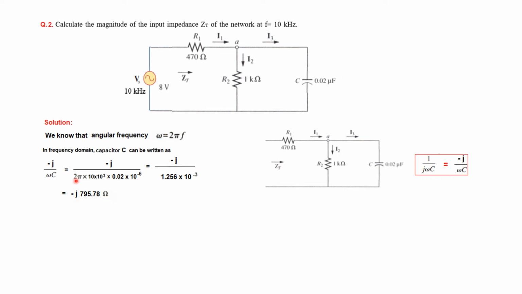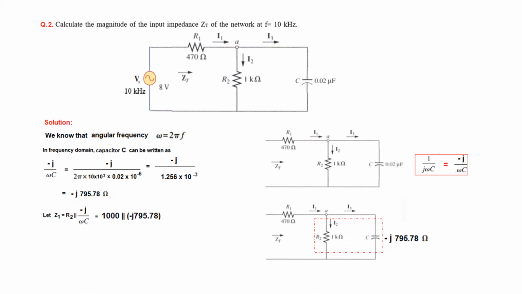Same way, this is the frequency part, 2 pi F, and this is the value of the capacitor, and solving we get this answer. So we now plug in this value. So this is the value of the capacitor now, and these two are in parallel, so we'll solve them in parallel to find Z1. Z1 is the parallel of the two, so R2 parallel minus j omega C, and plugging in the values, solving.